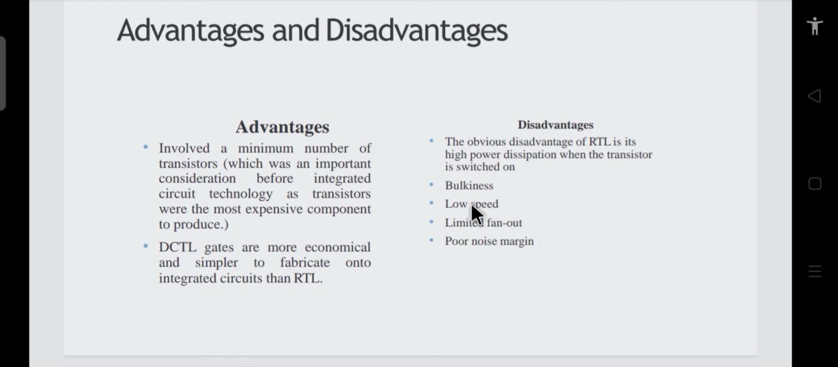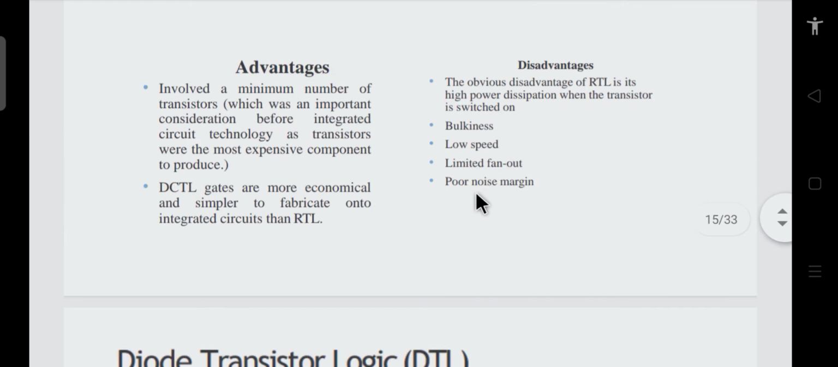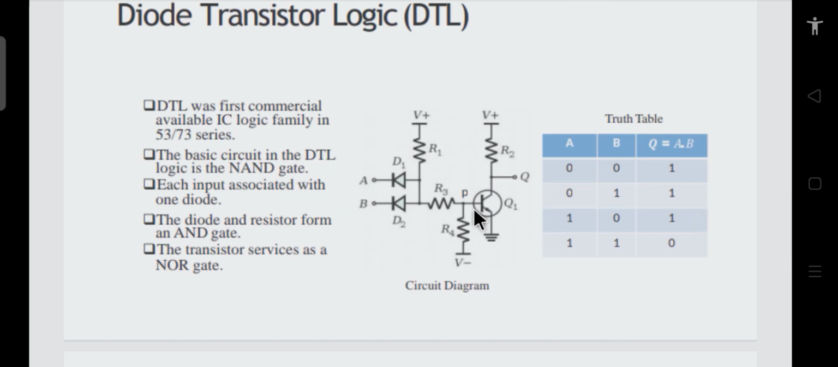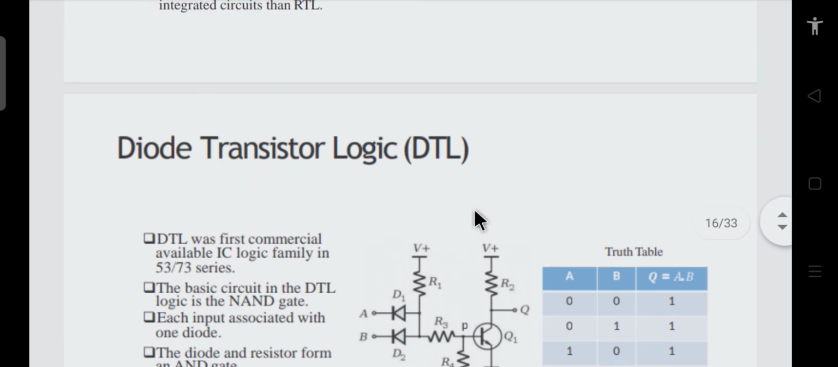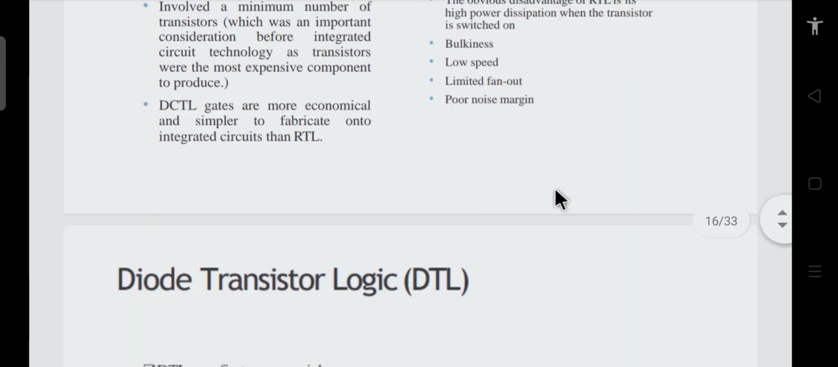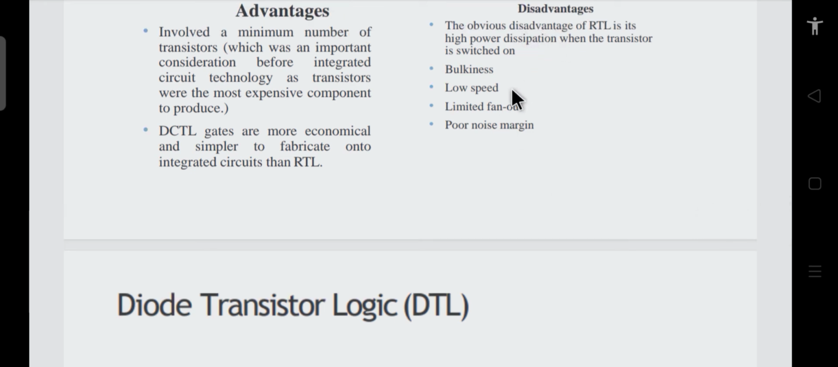The disadvantages of this logic family are that it is bulky, has low speed, which we have already discussed, limited fan out, poor noise margin, and the power dissipation is also very high. You can read these disadvantages of this logic family from the book also, but we should understand the functionality and the working of this logic family. Some of the reasons for these advantages and disadvantages are very obvious, but some we have to find out in depth. Some very common ones can be easily understood by logic, as I explained in the previous slide.